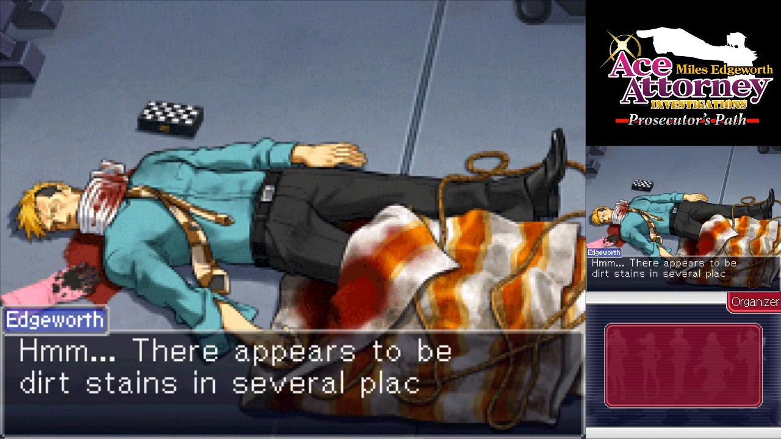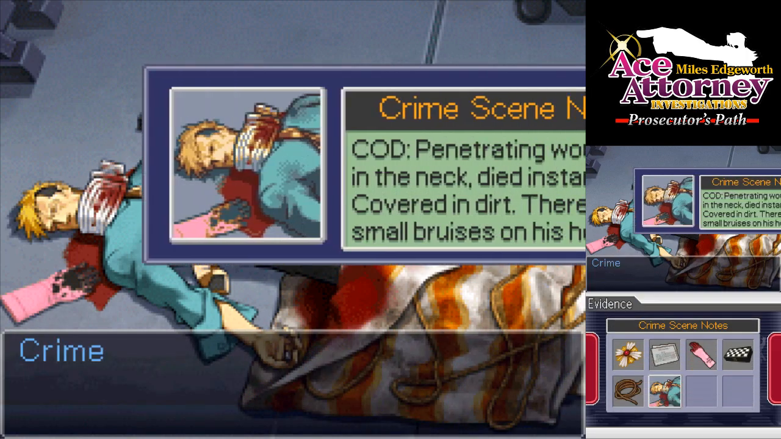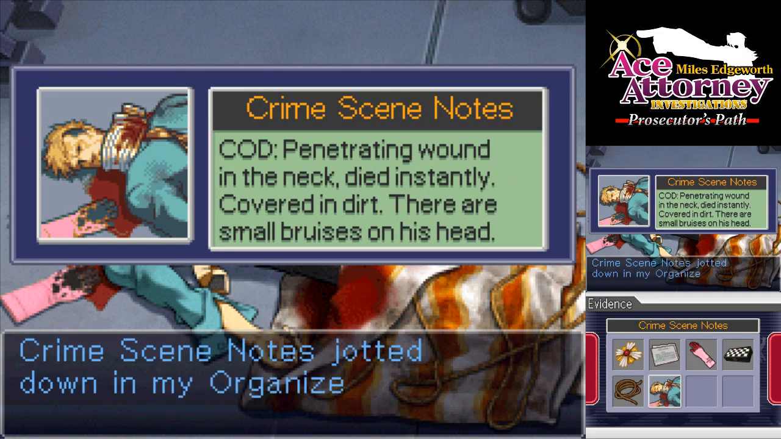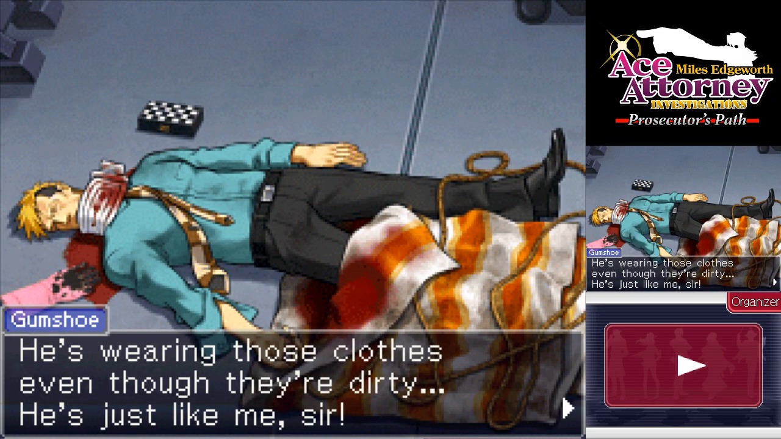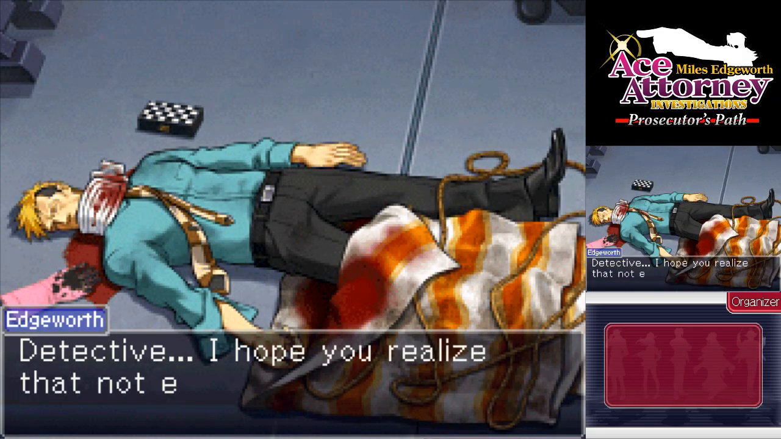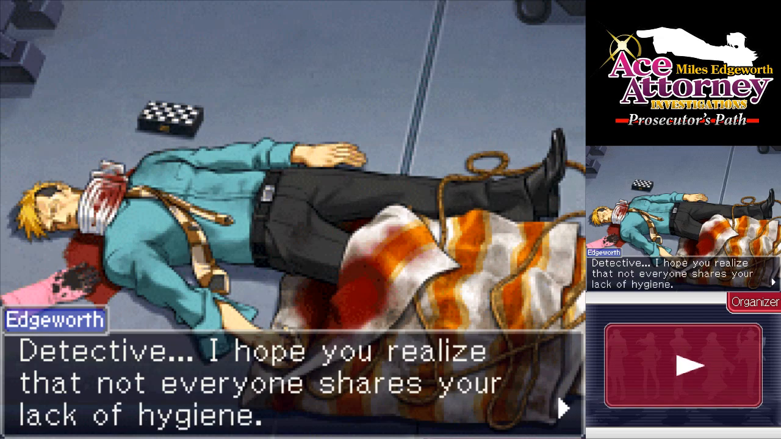There appears to be dirt stains in several places. Crime scene notes jotted down in my organizer. He's wearing those clothes even though they're dirty. He's just like me, sir! Detective, I hope you realize that not everyone shares your lack of hygiene.